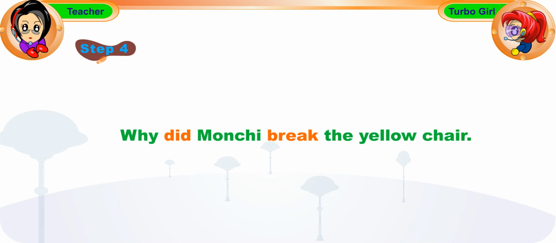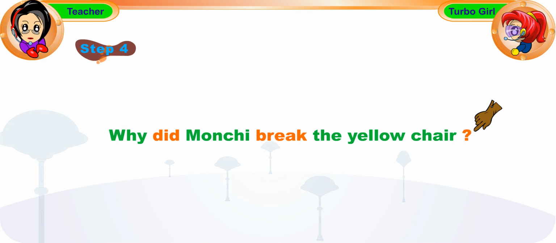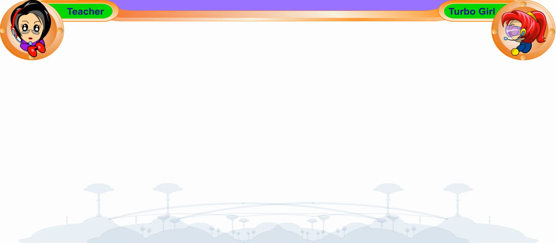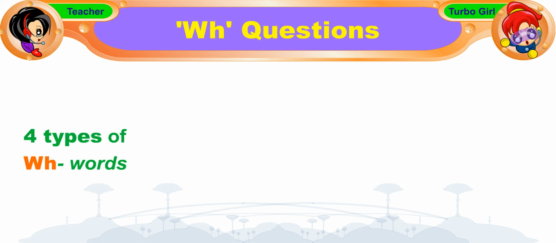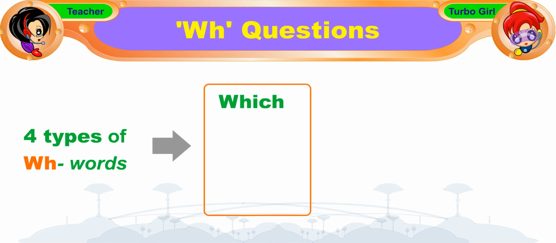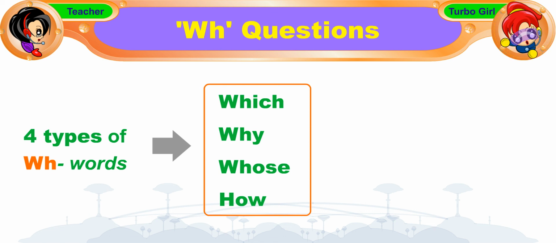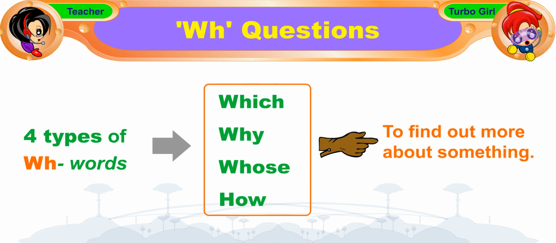Step 4. Change the full stop to a question mark. So we have, why did Monchi break the yellow chair? Now, Turbo Girl, what have you learned in today's lesson? We learned 4 types of WH words, and they are which, why, whose, and how. We use WH words at the beginning of a WH question to find out more about something.